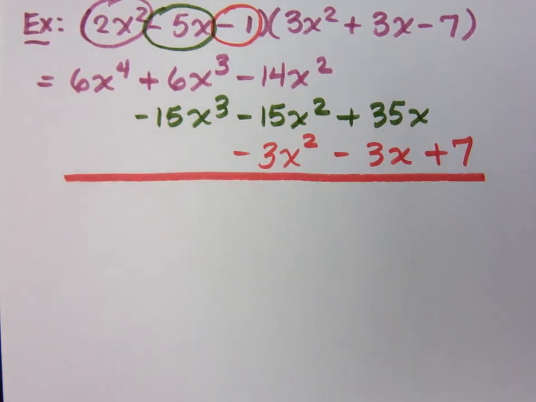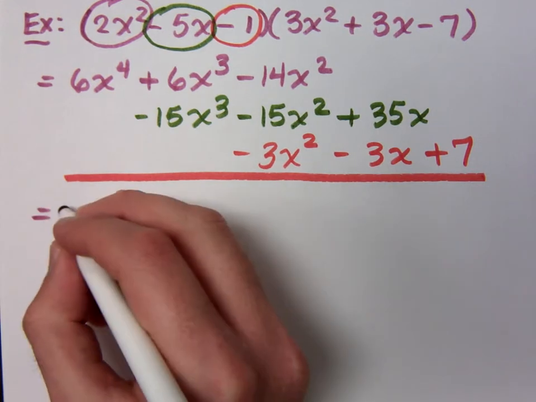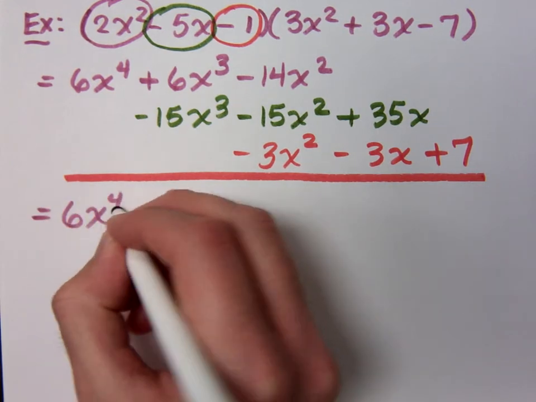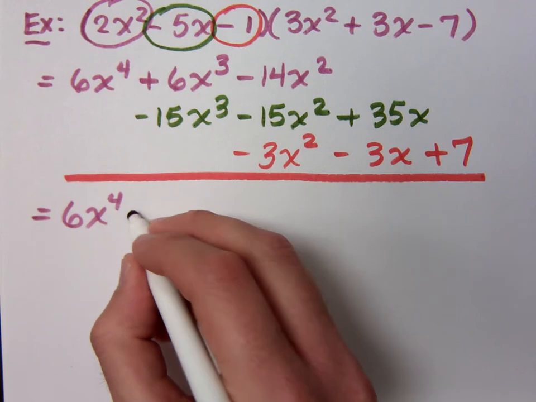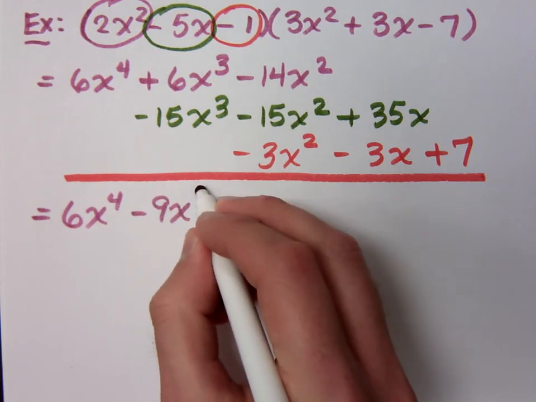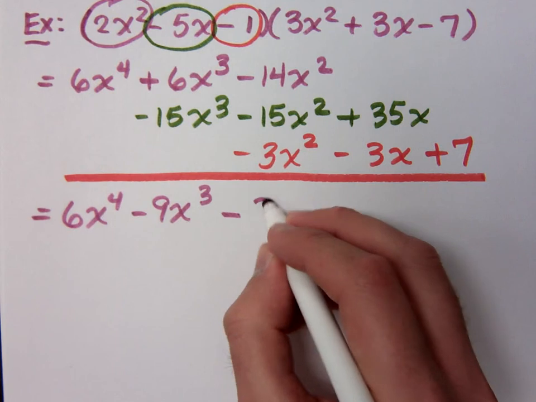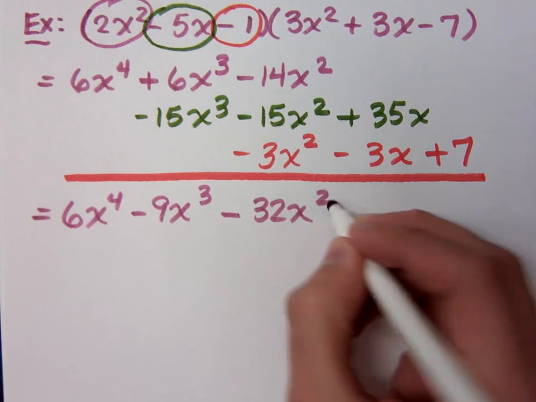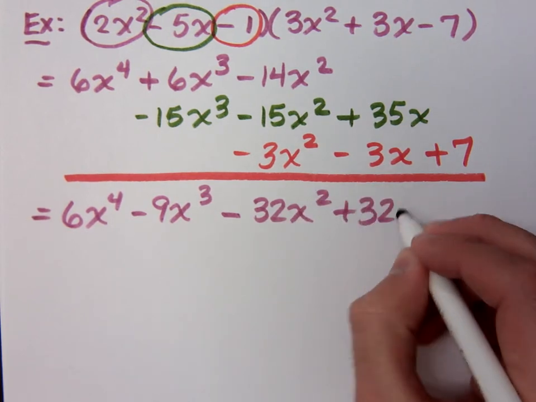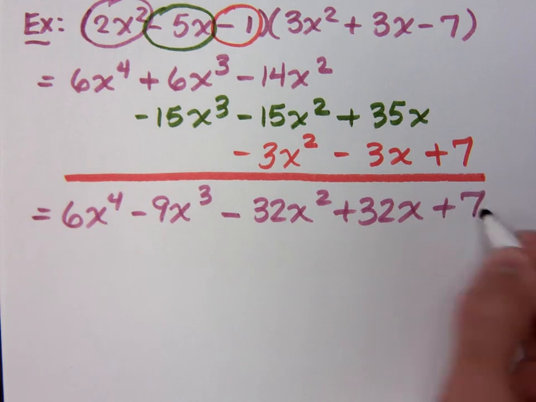Plus 7, because what's 7 times 1? Positive 7. And what's 3 times 5? 15, right? Combine your like terms. You got the columns lined up very nicely. So that's 6x to the 4th. Then what else did you get? Minus 9x to the 3rd. Minus 32x squared. Plus 32x and plus 7.